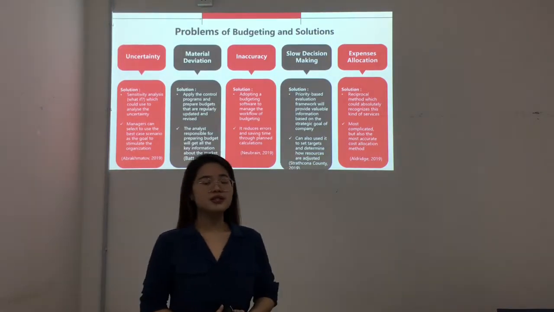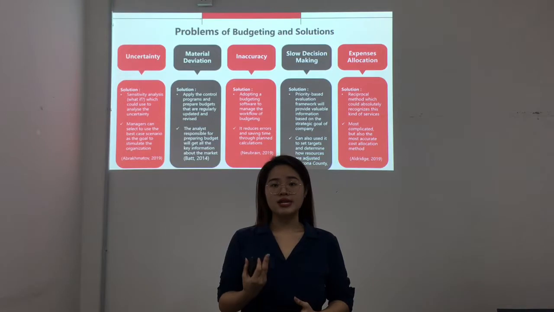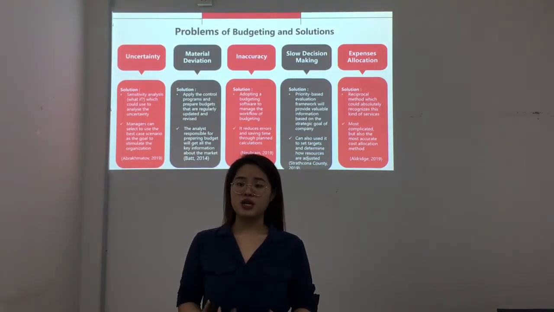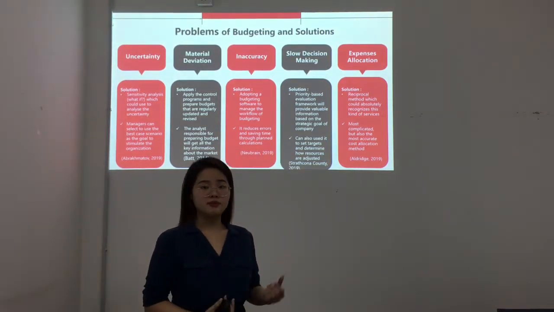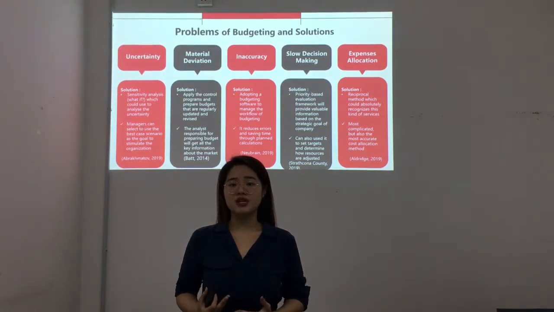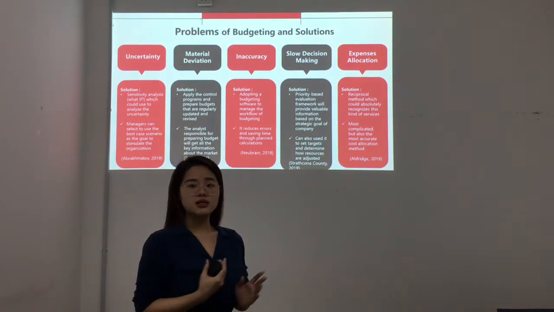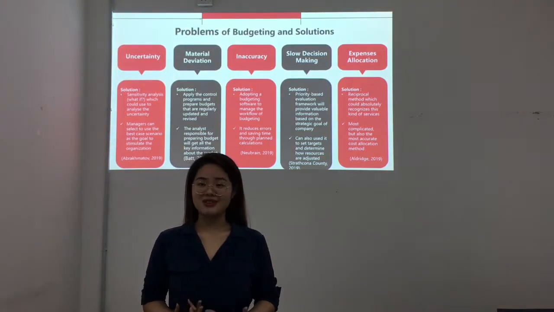For the last point, expense allocation. When departments cannot fully recognize the interdepartmental service, these departments' measures will be disputed for the allocation method used. The solution to this problem is to apply the reciprocal method, which could fully recognize this kind of service and provide greater accuracy when allocating the service department cost to another department. This method is the most complicated, but also the most accurate cost allocation method.